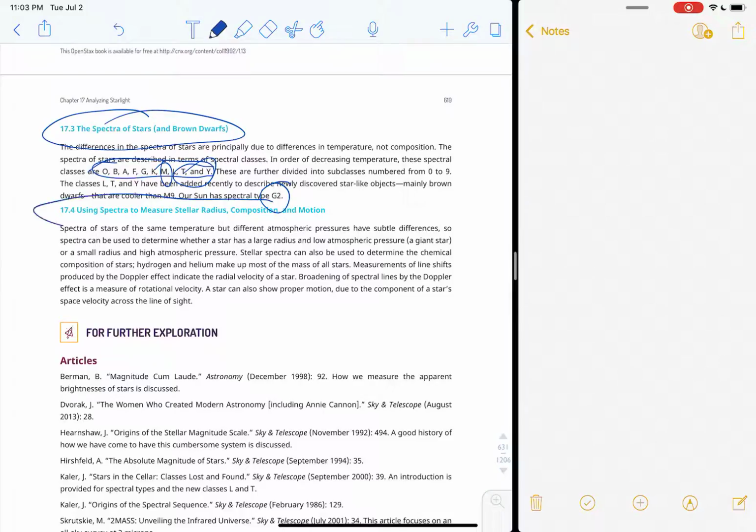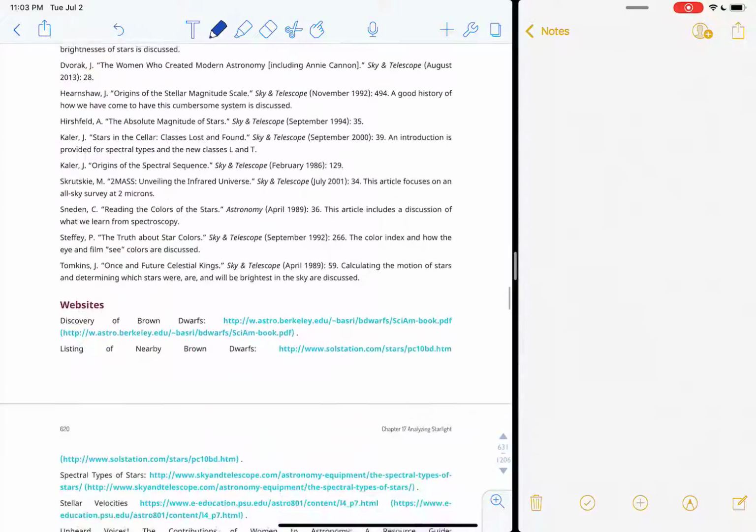And then we can use those spectra to determine lots of things about the star, including how big a star is, whether it's rotating, its proper motion, and what types of things it's made out of in its atmosphere.